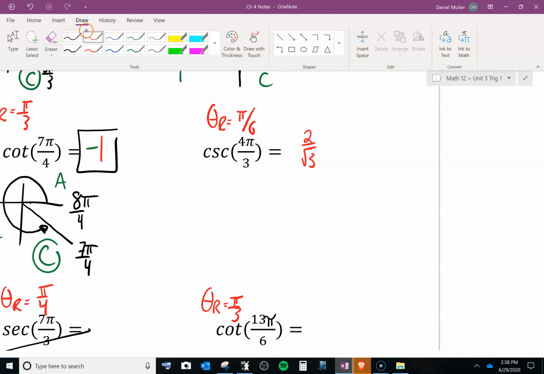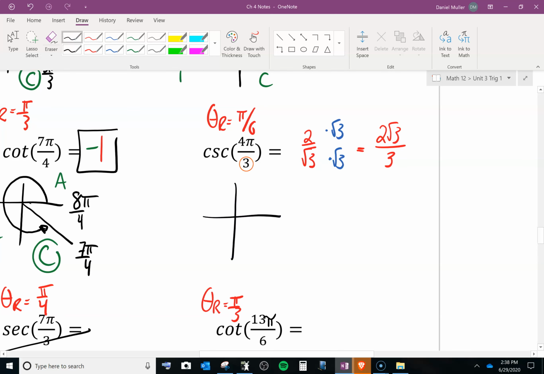Now I don't actually like that because I don't like the square root on the bottom. So I'm going to get 2 times root 3 is 2 root 3. Root 3 times root 3 is root 9, which is just 3. Square root of 9 is 3. Okay, so we got that part out of the way.